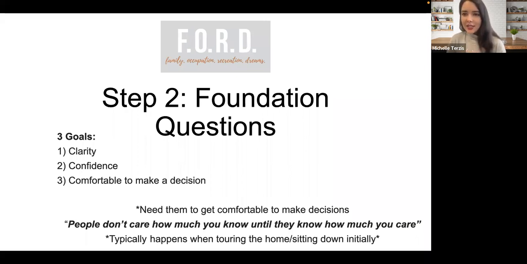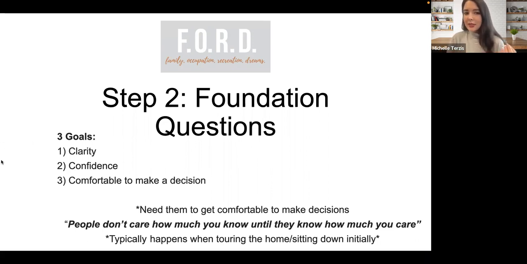Psychologically, the reason you do this is because you want them to have clarity, confidence, and be comfortable to make a decision. When you ask them questions they already know the answer to, they are going to feel more comfortable with you because they're able to answer the questions. I've seen agents go into listing presentations, go right to the table and jump in. So where are you moving to? That's going to make people feel very uncomfortable if they don't know the answer to it, because you're asking them questions that they're not prepared to answer.